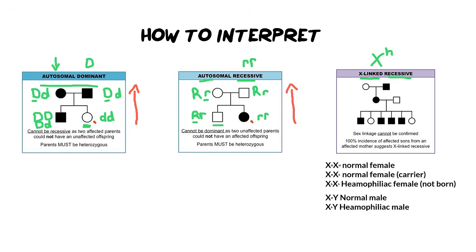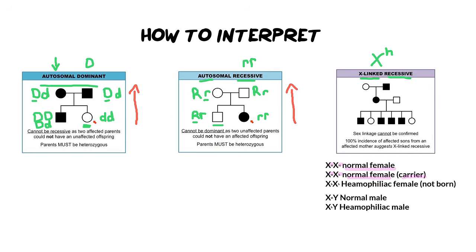And so there are five possible combinations that can be created. The first one is where the X's both carry two capital H's, and this would produce a normal female. The second possible combination is one X has a capital H while the other has a lowercase h. Now, this female is still normal. However, we can write in brackets carrier.